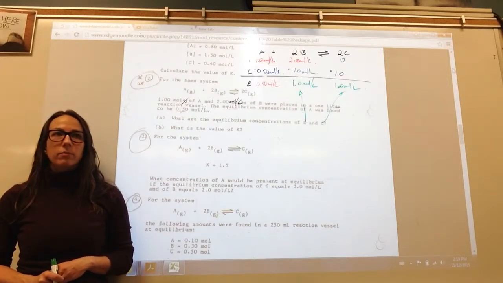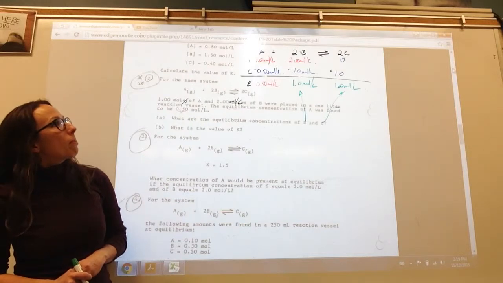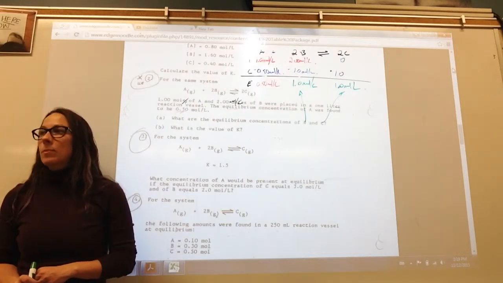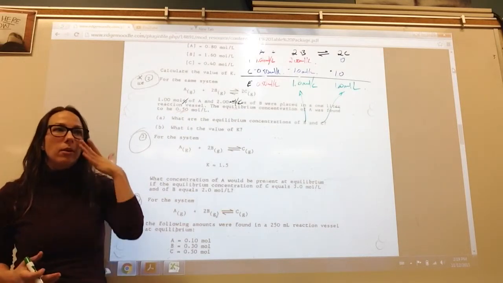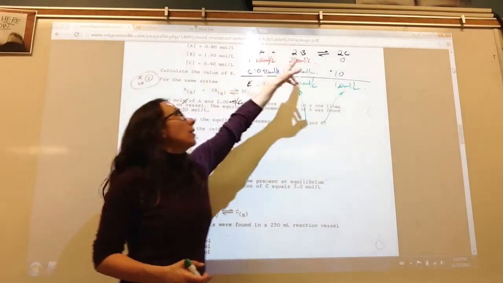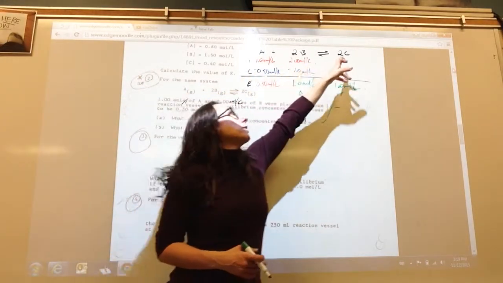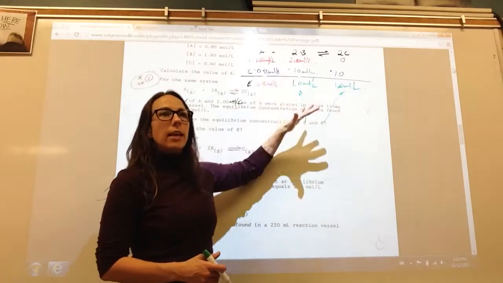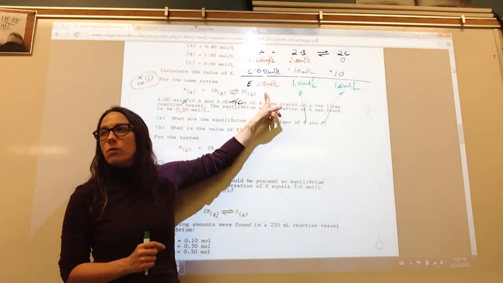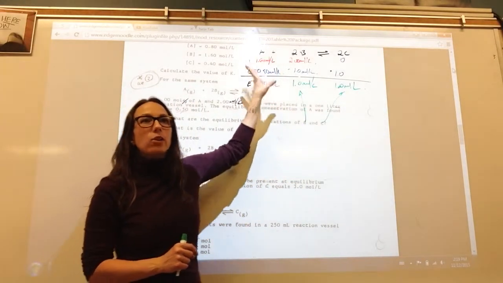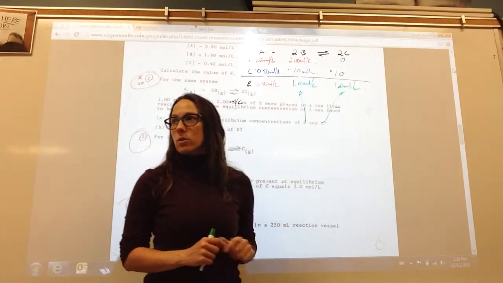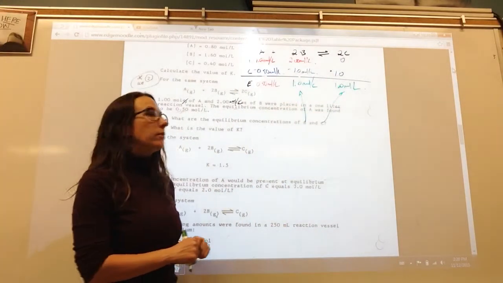Okay? And this is more likely in the lab. I know I've added, I know I didn't add. And at the end of the day, there's probably one I can find the concentration for quite easily, and then I do my math to figure out the rest in this ICE table.